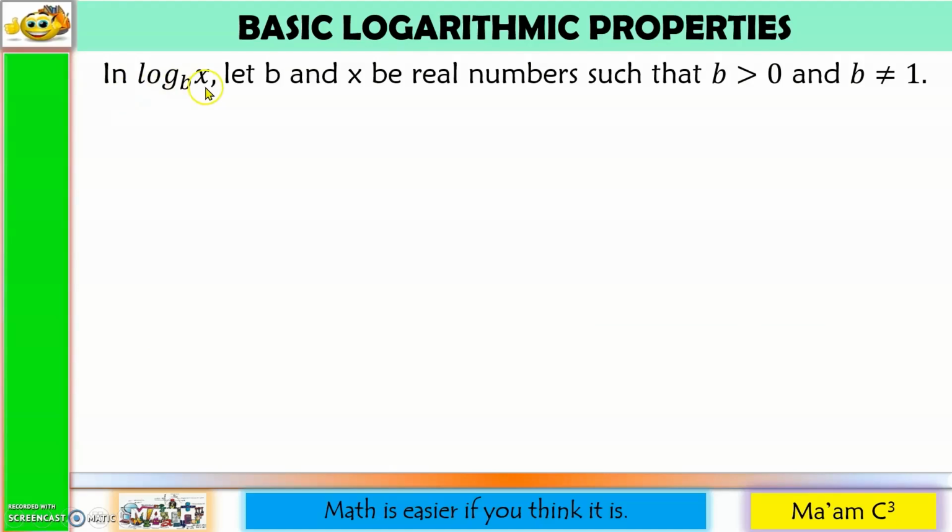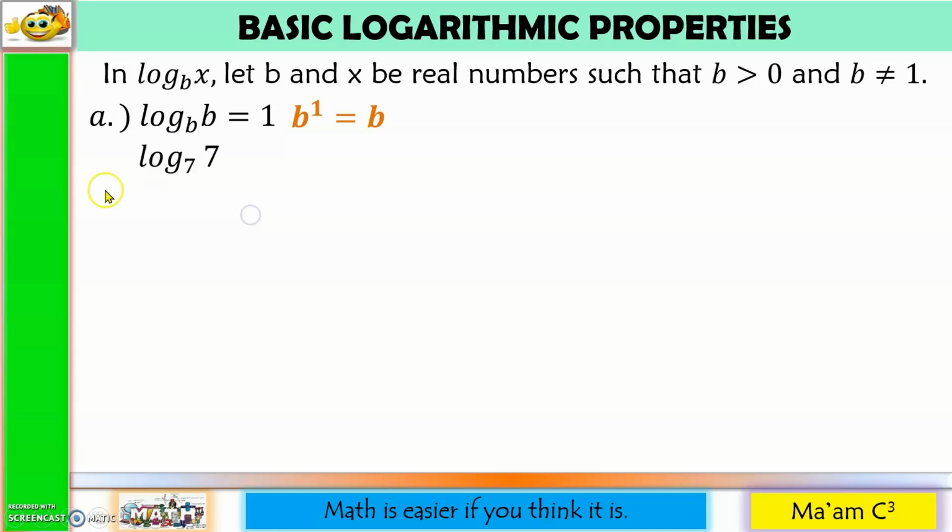Basic logarithmic properties. In logarithm of x to the base b, let b and x be real numbers, such that b is greater than 0 but not equal to 1. First property. The logarithm of b to the base b is equal to 1. Let us convert this into exponential form. So we have b raised to 1 is equal to b. And b raised to 1 is b. So b is equal to b. Therefore, this property is correct.